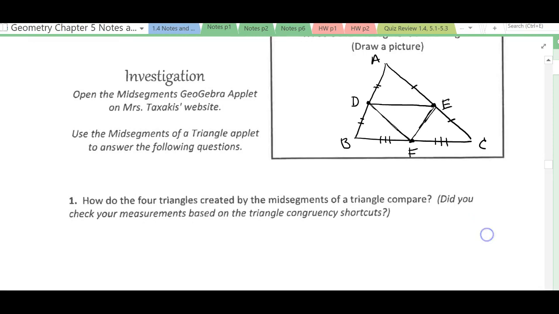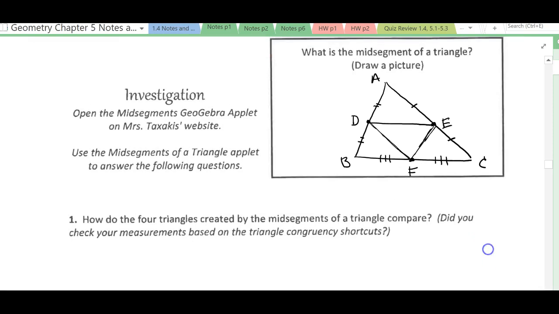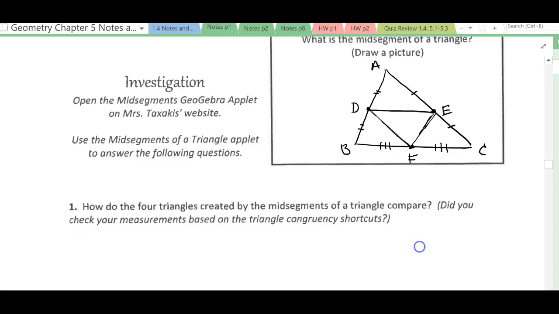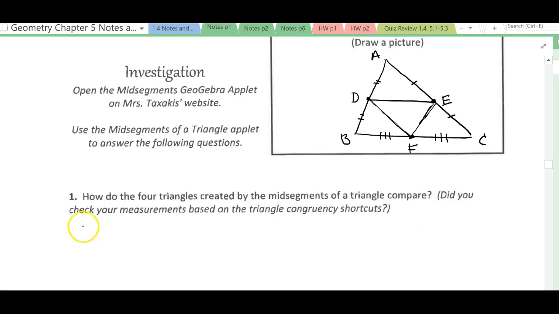So our first question here: how do the four triangles created by the midsegments of a triangle compare? If we take a look at this, it kind of looks like they're going to be congruent. And in fact, we could prove using our triangle shortcuts that we've used in the past that all four triangles formed are congruent. So that's kind of cool.